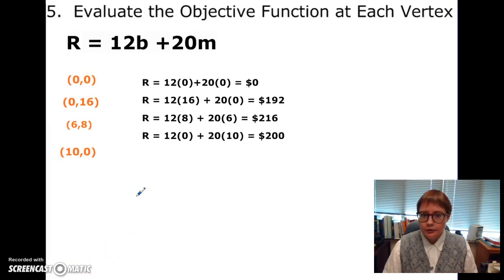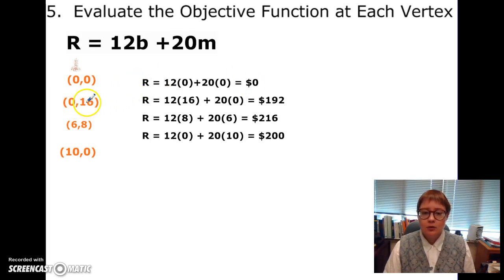So now that I've identified what my vertices are, I need to evaluate my objective function at each vertex. My objective function was r equals 12b plus 20m. Now remember that I had m comma b for each one of my ordered pairs. So the first number is always going to be m, and the second number is going to be b. If I plug 0, 0 into my revenue function, I get back $0. That ought to make sense. I don't make any birdhouses, I don't make any mailboxes, I don't make any money.